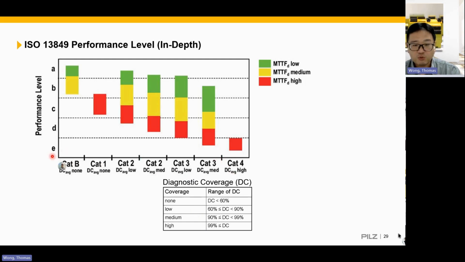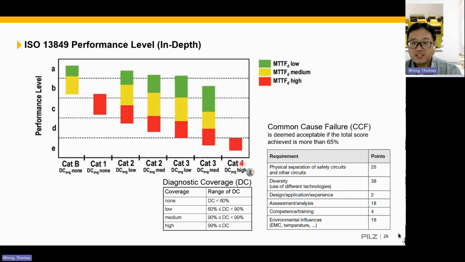And also one thing you have noticed here is the category. This was mentioned just now in the architecture itself. It could be Cat B, Cat 1, Cat 2, Cat 3, or Cat 4. And there's one thing to take note of, which is our common cause failure itself. CCF itself is actually a general score that you need to achieve more than 65% to be able to ascertain that this circuitry is actually passing the level itself.